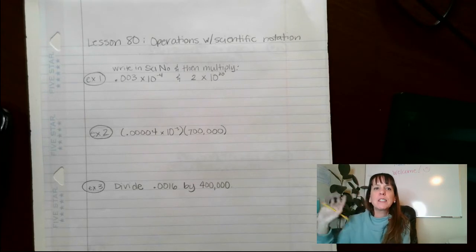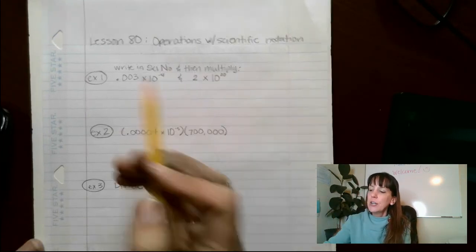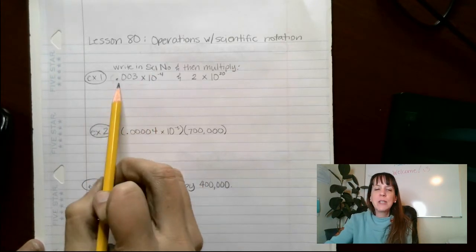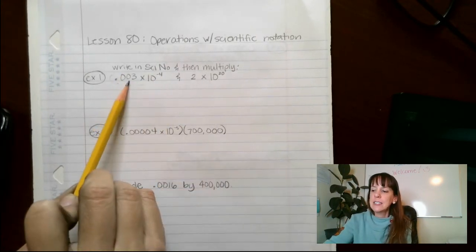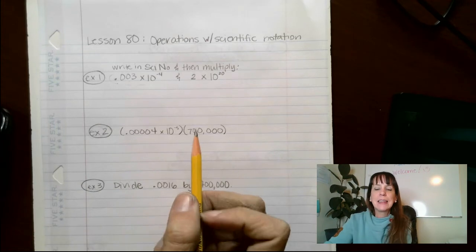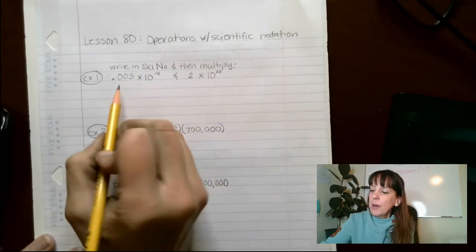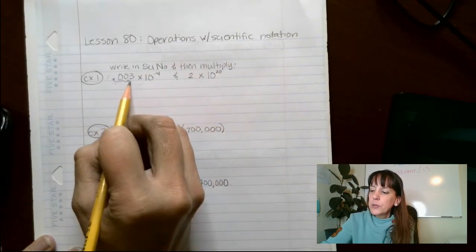The best way to do these is to write them in scientific notation and then do the actual operation. So this is not in scientific notation. Remember, in scientific notation, this number has to be greater than 1 and less than 10. So I'm going to move this over 1, 2, 3 spots.